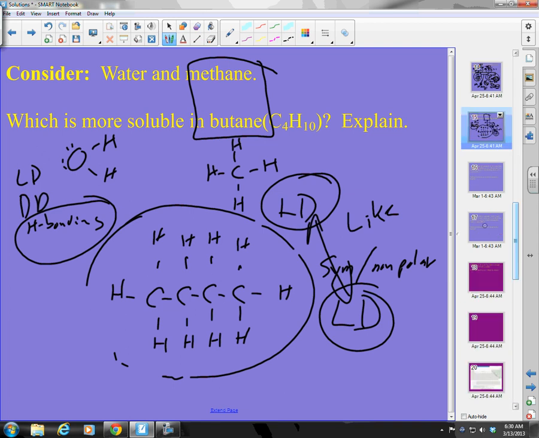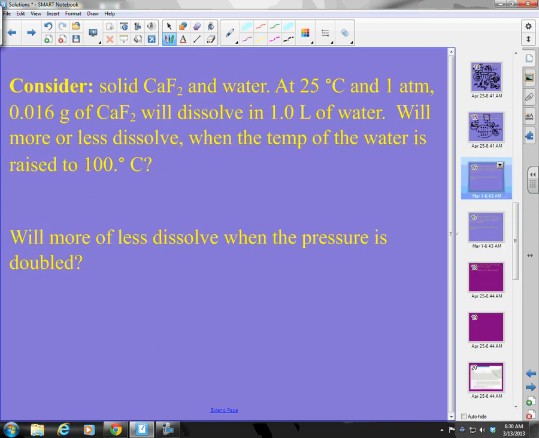Moving on. Next. Consider calcium fluoride and water. At 25 Celsius and 1 atmosphere, I have 0.016 gram of calcium fluoride, and that's how much will dissolve in 1 liter. Okay, so that's my solubility. Will more or less dissolve when the temperature of the water is raised? Okay, so I have a solid dissolving in water, and we want to look at the effect of temp.